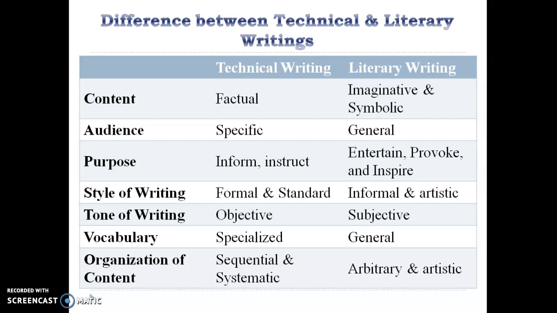In technical writings, you can use the specialized vocabulary of your field, that is engineering. But in literary writing, the vocabulary can be general. And the content in technical writing is organized sequentially and in a very systematic manner, whereas literary writings are quite arbitrary and artistic. That is, the arrangement of information or the content can be a little bit random, but keeping in mind the artistic or aesthetic sense.